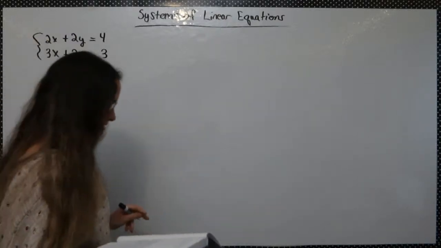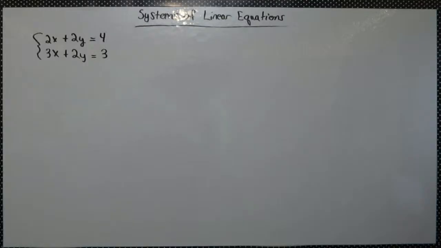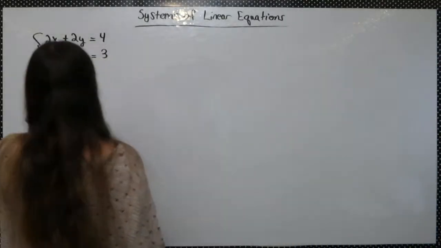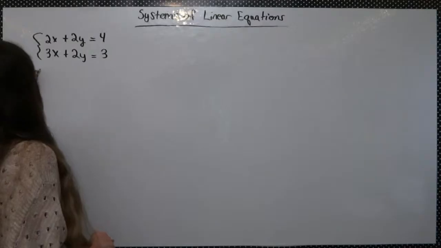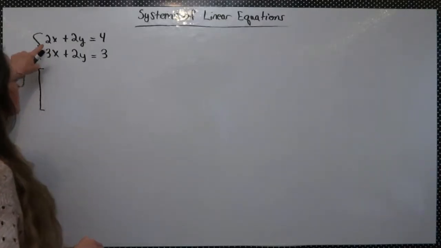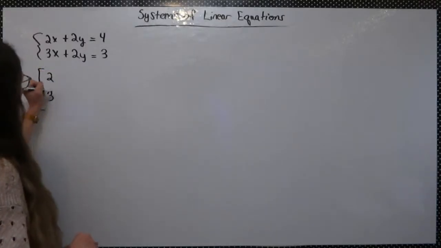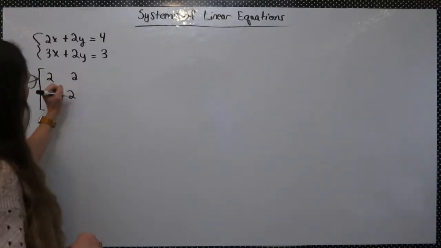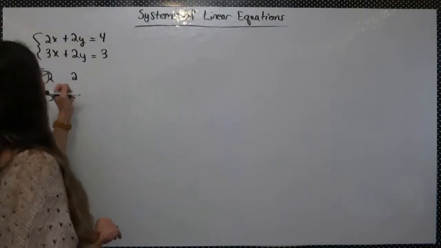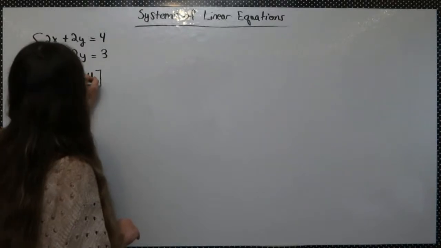So we have this little system, and we're just going to go through the method. What we're doing is we're taking the coefficients of my variables and creating a matrix. It's a 2x2 matrix, and we're just listing the rows and columns. So we've got 2, 3, 2, 2. And we're going to augment it with the constants here. So I'm just going to list the constants, 4, 3.